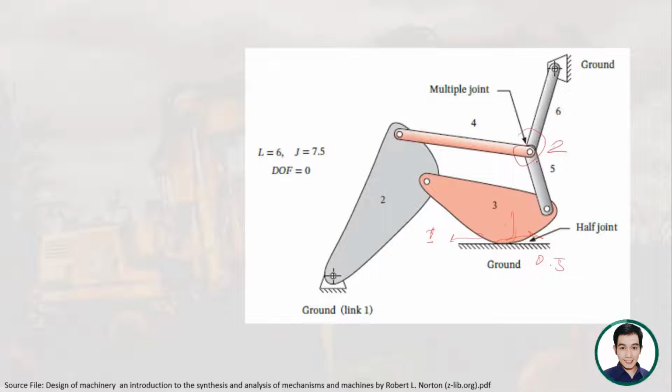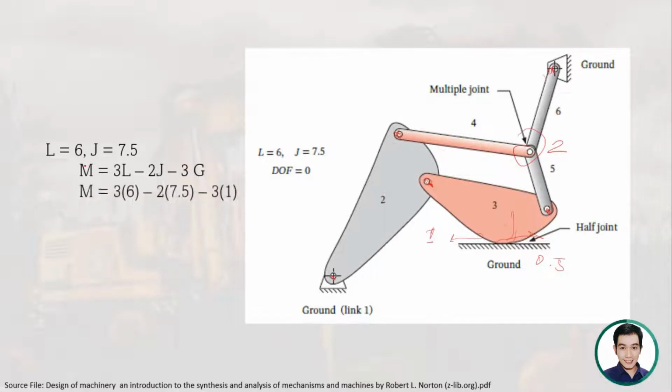Now we are going to count the rest of the joints. So we have 1, 2, 3, 4, 5, then plus 2, so we have 7, then plus 0.5, so we have 7.5. So the number of links is 6 and the number of joints is 7.5. Substituting to our formula, we can see that the mobility here is 0. This means that it will not move at all. It will just be steady for this kind of connection. So that is what we meant by degrees of freedom or mobility.